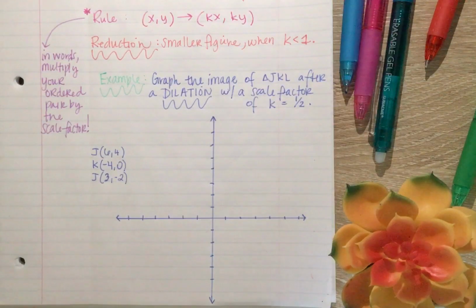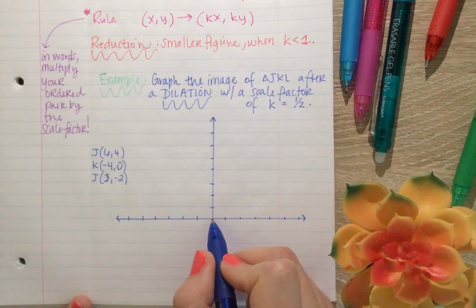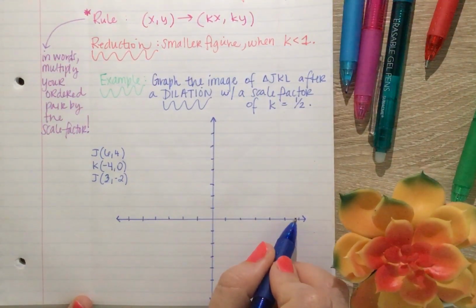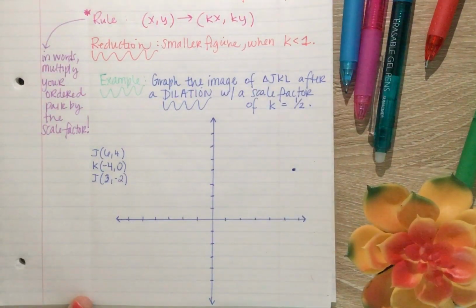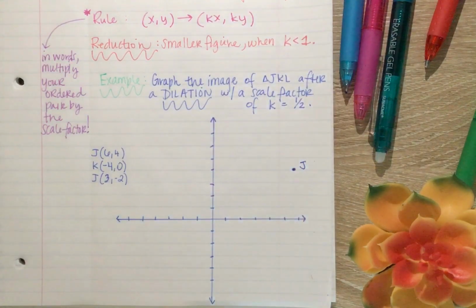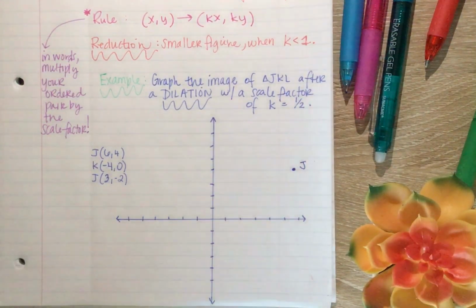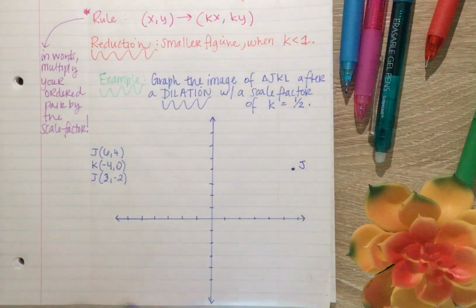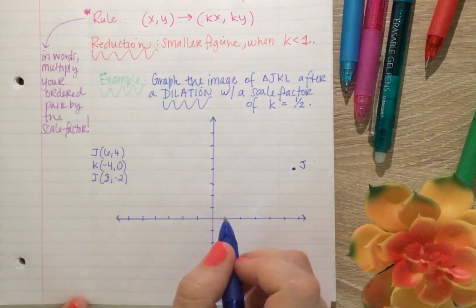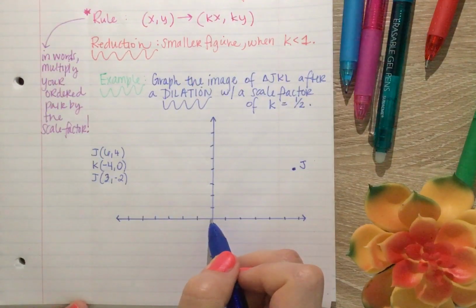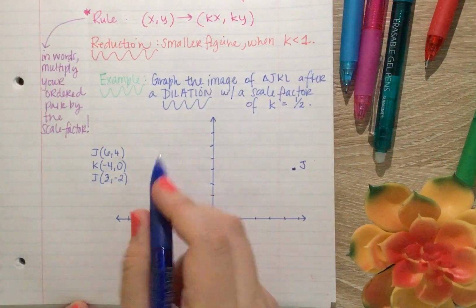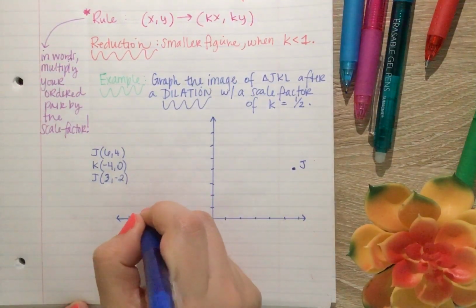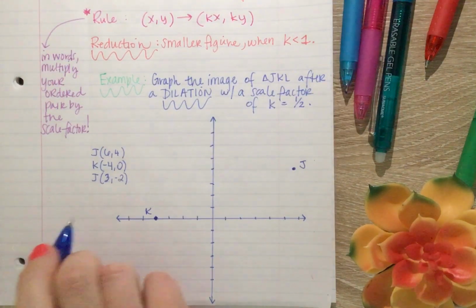J is (6, 4). I start at the origin, go 1, 2, 3, 4, 5, 6, and up 4. I plop down J right there, and don't forget to label, please. Next we have K, which is (-4, 0). This one's interesting. You start at the origin and move left 4, but then you don't go up or down, so you stay at 0. That is K.